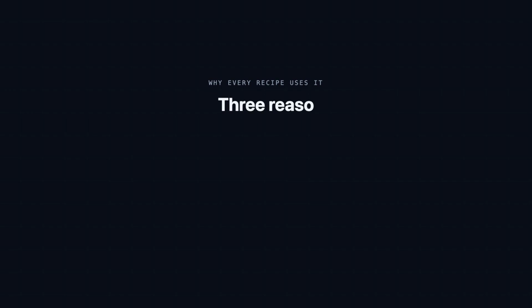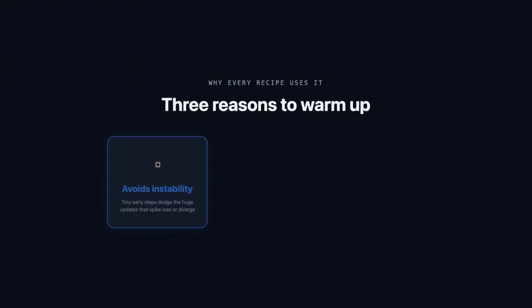Now, why does something this simple show up in every serious recipe? 3 reasons carry it. Those tiny early steps are the whole point. When the weights are random and the gradients are noisy, small updates avoid the huge destabilizing jumps that cause loss spikes and outright divergence in deep networks. You're essentially letting the model feel out the landscape before committing to any real distance.